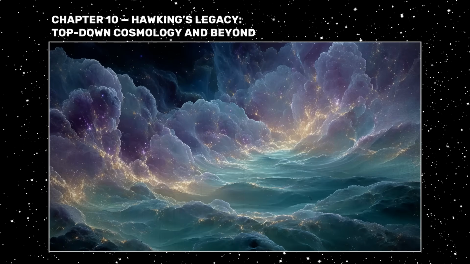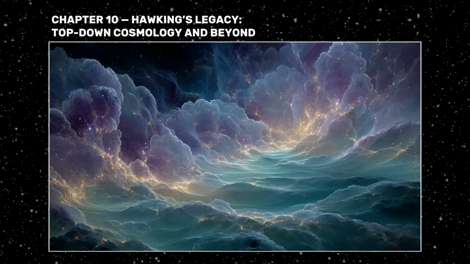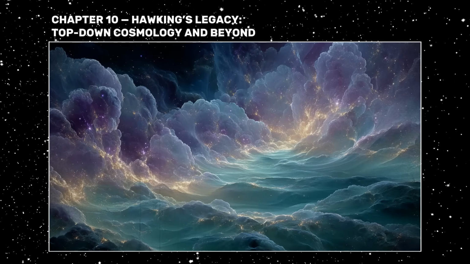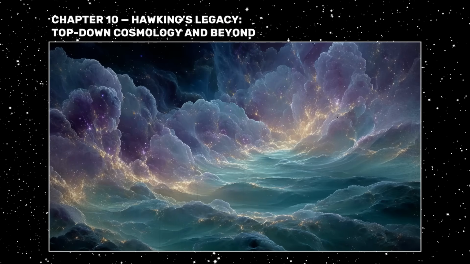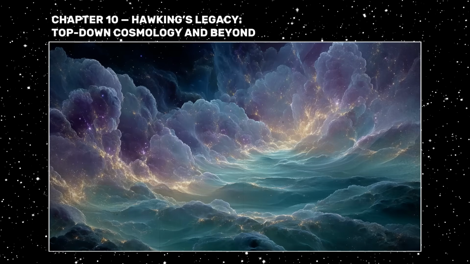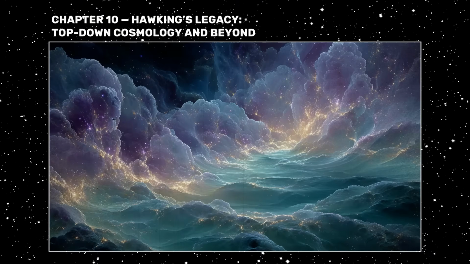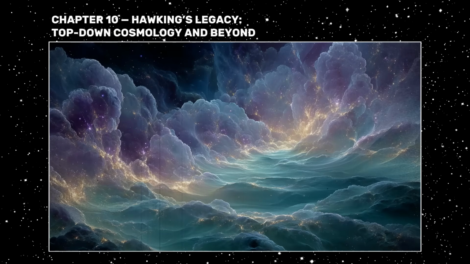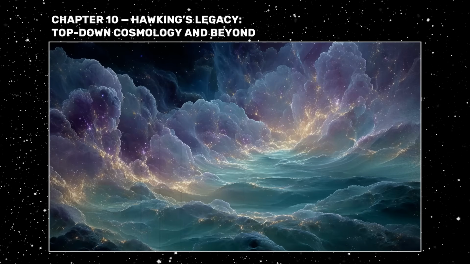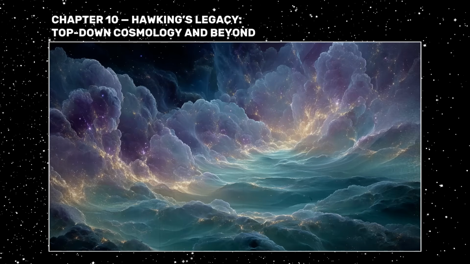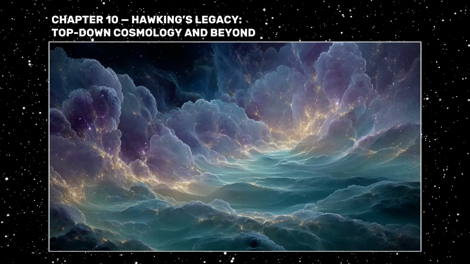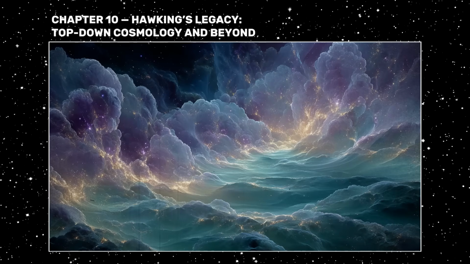Hawking and Hertog proposed a reversal. Instead of assuming that the universe had one unique beginning, they suggested that it is better described by summing over many possible histories, each weighted by its probability amplitude. This is a direct application of Feynman's path integral philosophy to cosmology. Just as a particle does not take a single path but explores all paths, the universe may not have a single past, but rather a quantum superposition of many possible pasts.